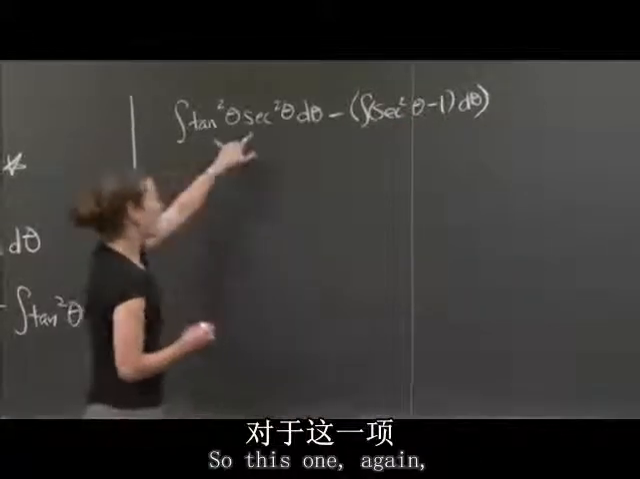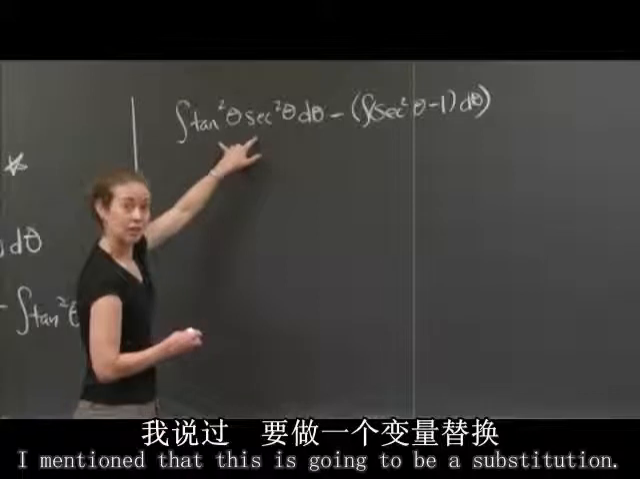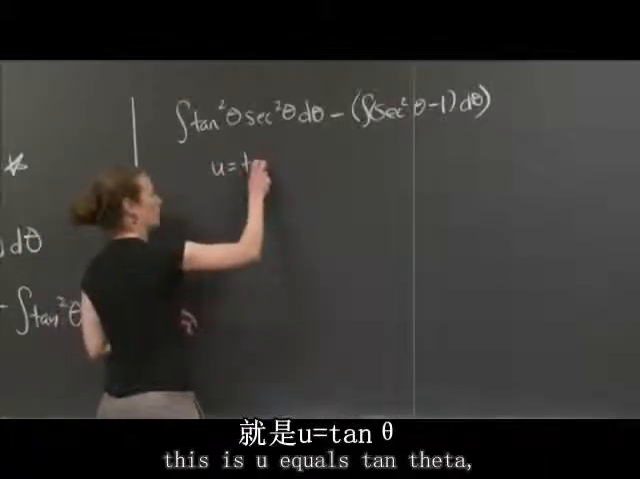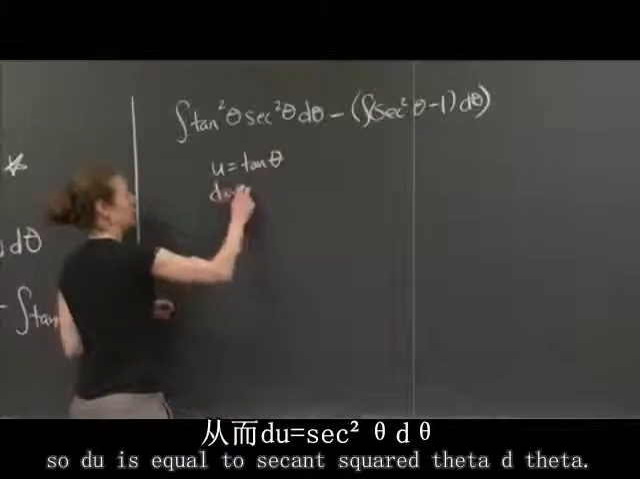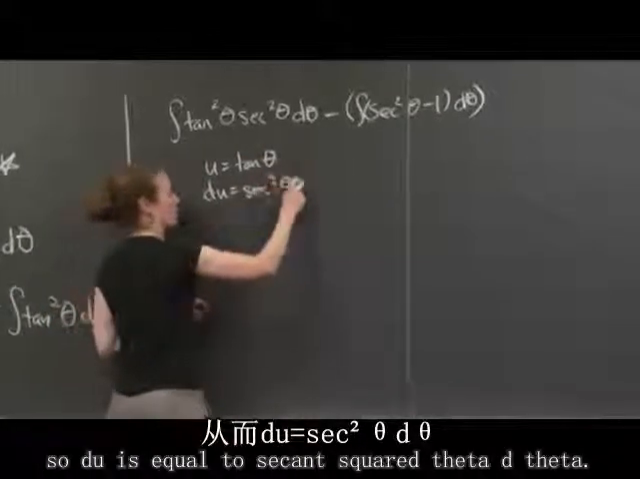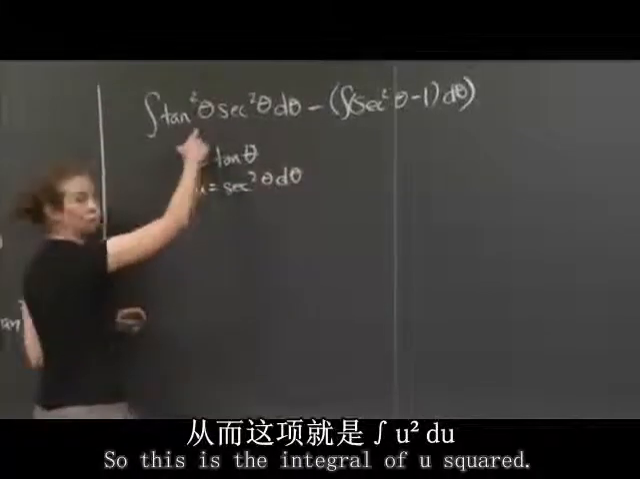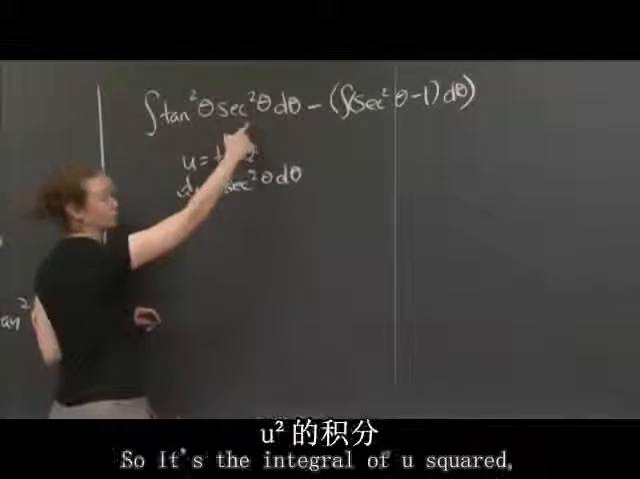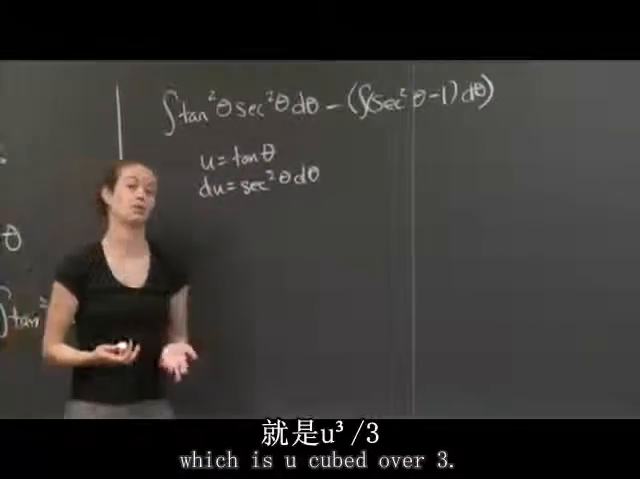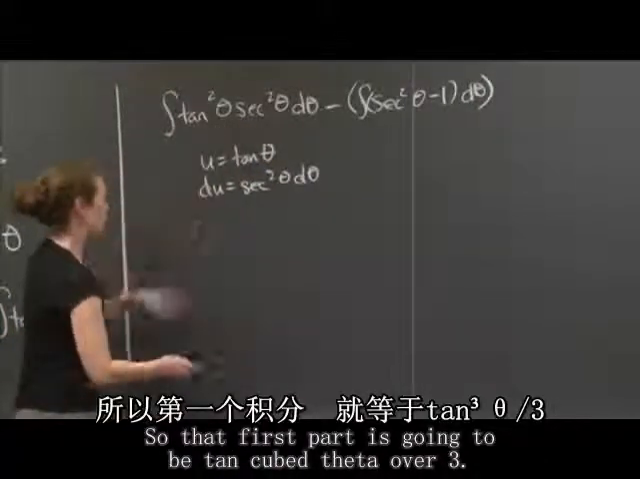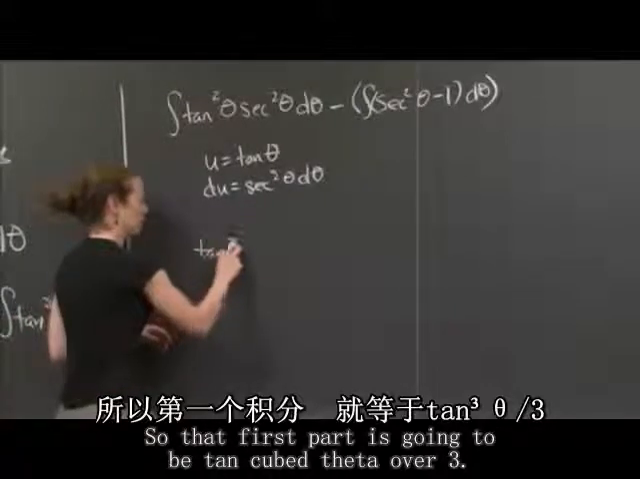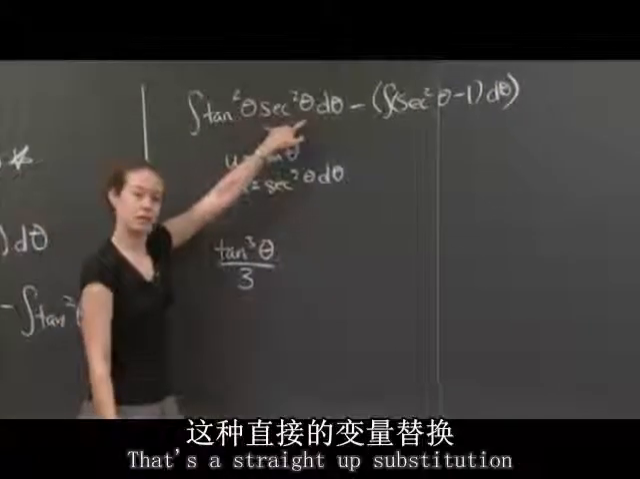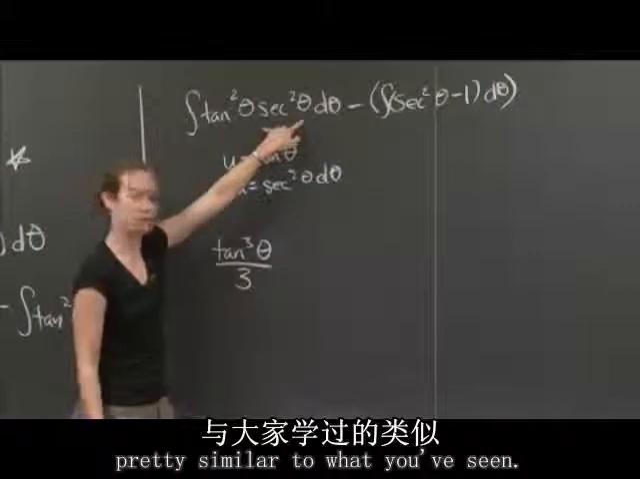So this one, again, I mentioned that this is going to be a substitution. If you need to write it out explicitly, this is u equals tan theta, so du is equal to secant squared theta d theta. So this is the integral of u squared, right? If I substitute in, I get u squared du. So it's the integral of u squared, which is u cubed over 3. So that first part is going to be tan cubed theta over 3. That's my first term. That's a straight up substitution, pretty similar to what you've seen.